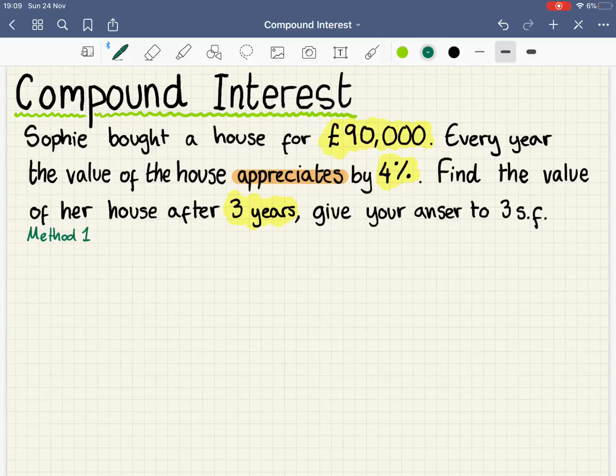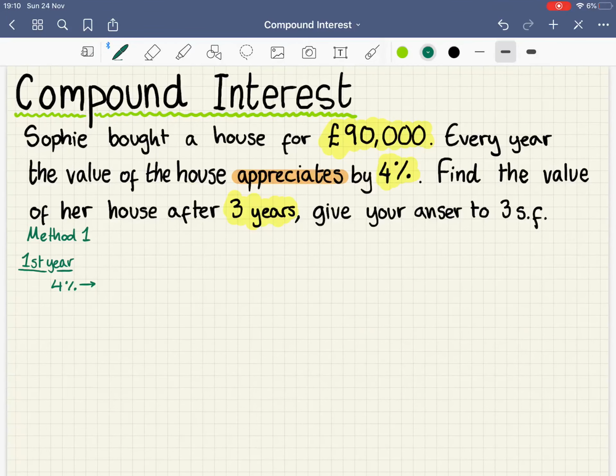So the first thing we're going to do is find the percentage increase in the first year. And when I do that, I'm even going to label it as first year. This just helps me keep track of how many years I have done, make sure I don't do too many, and make sure I don't do too few. So I need to firstly find what 4% of that 90,000 is.